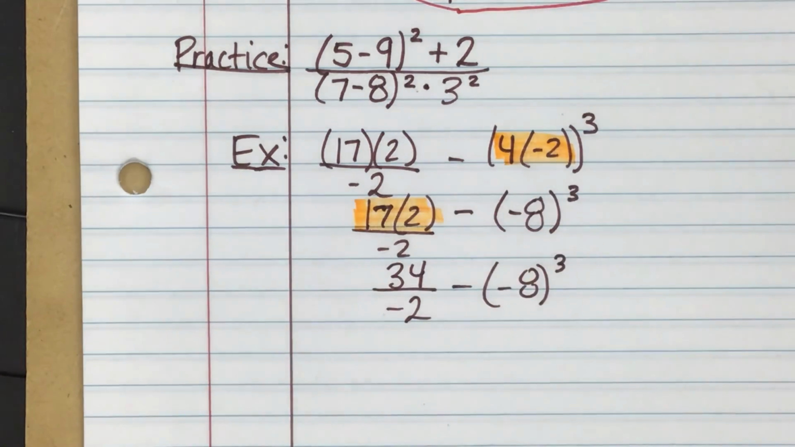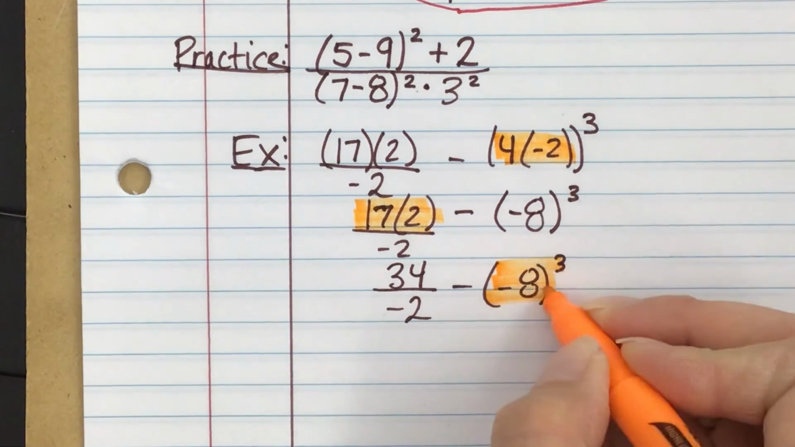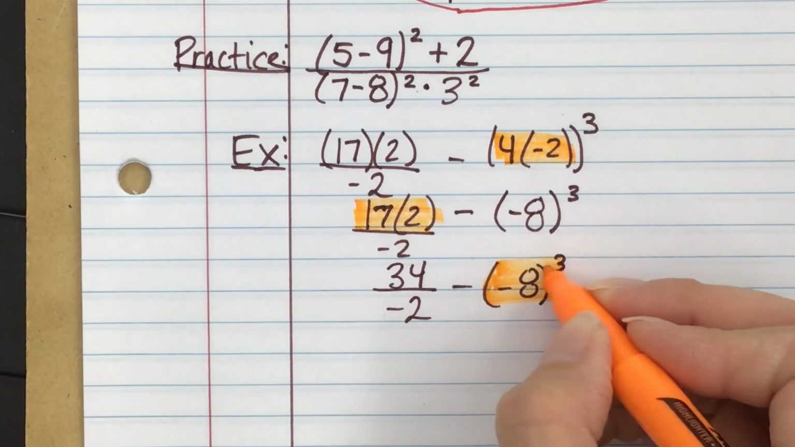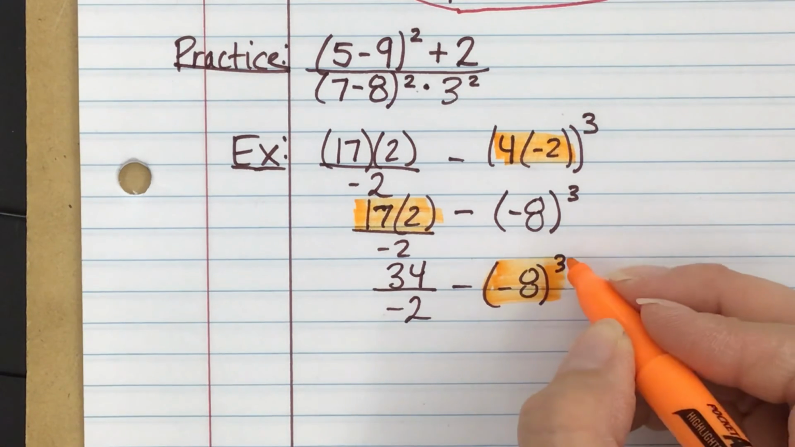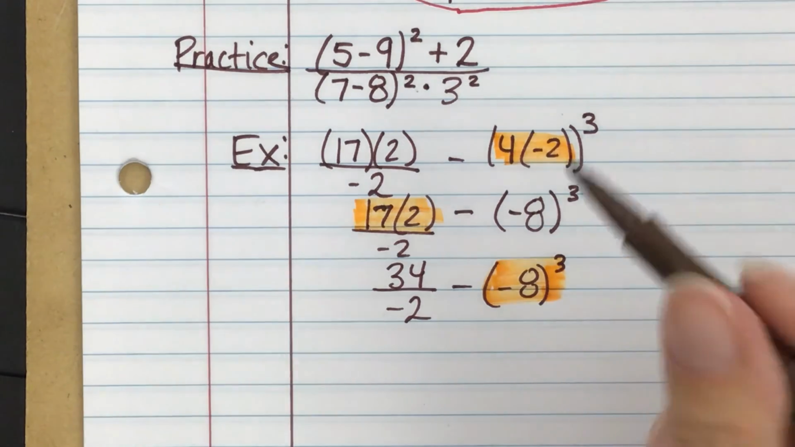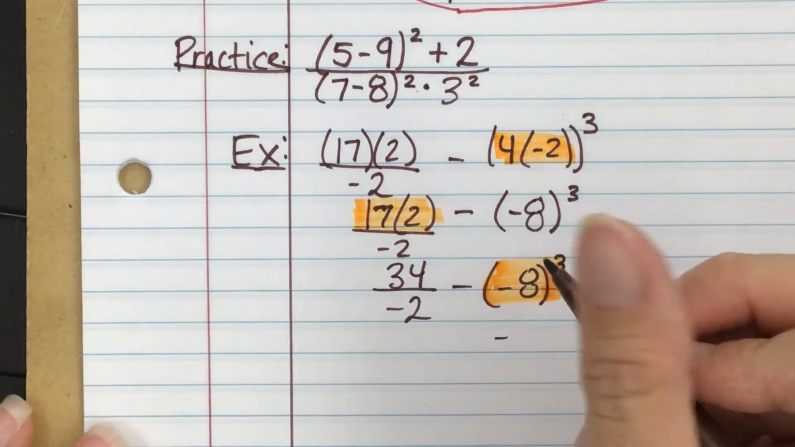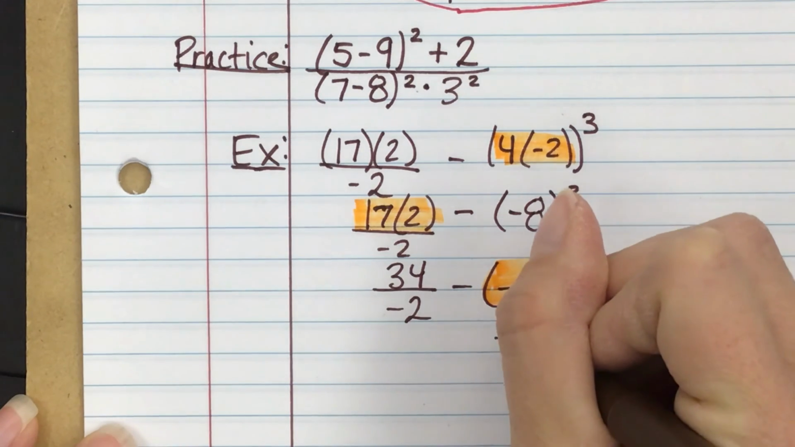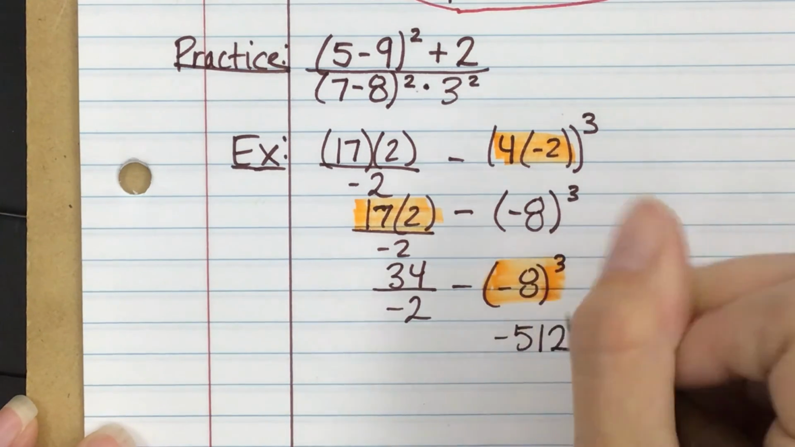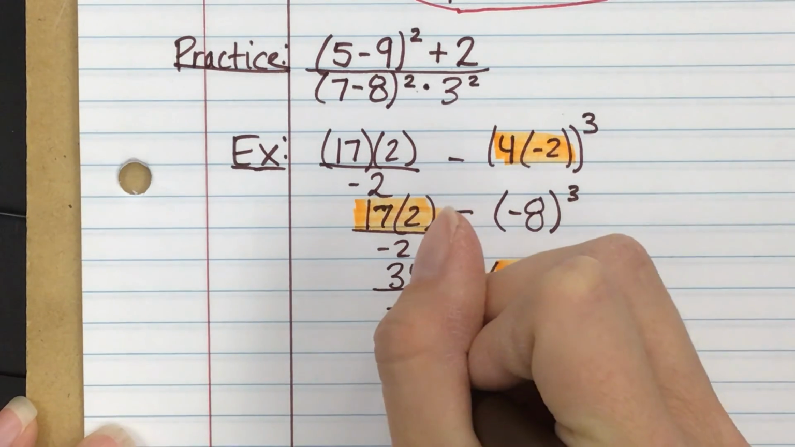Okay, now we can do our exponent. Now it's an odd exponent, and there's a negative inside the parentheses, so I know my answer is going to be negative. And this is a really big number. I think it's 512. Okay. And so I'm going to bring this down.